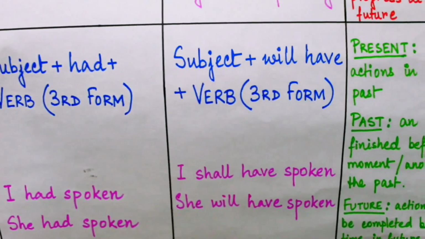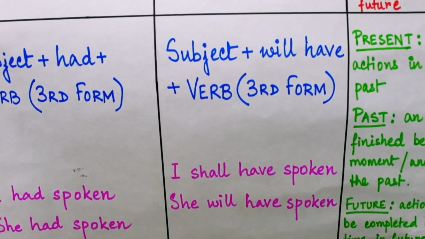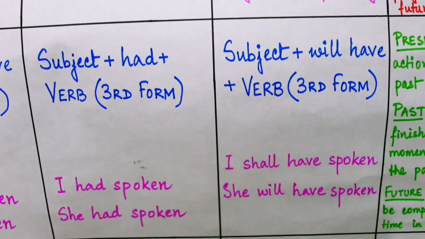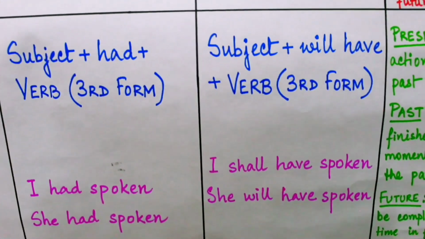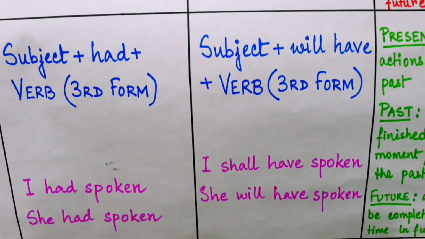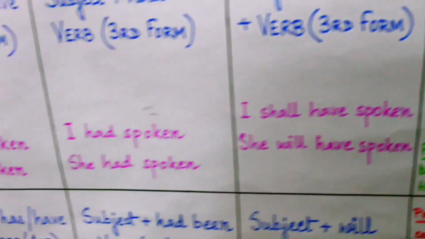Third is the future perfect tense. Subject plus will have plus verb in its third form. Here also the subject and the verb form remain the same. Had becomes will have. So I shall have spoken or she will have spoken.